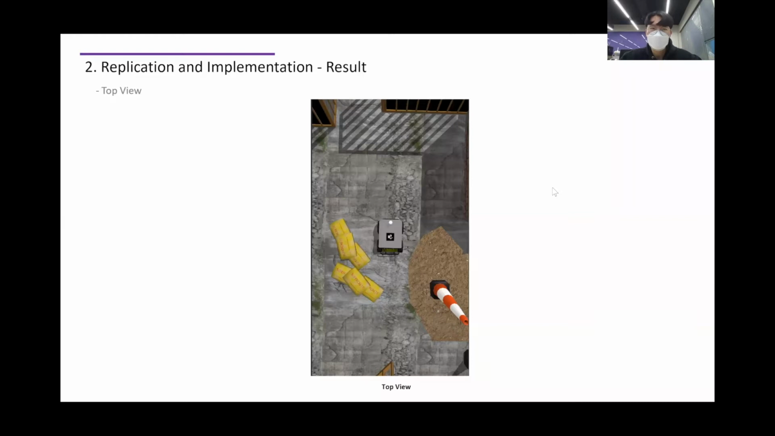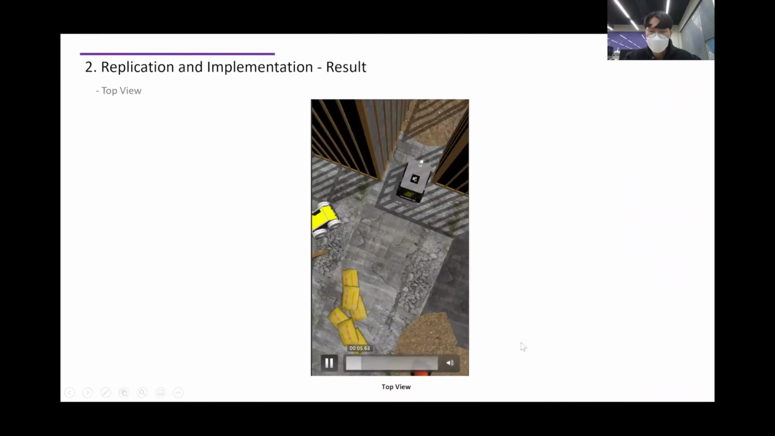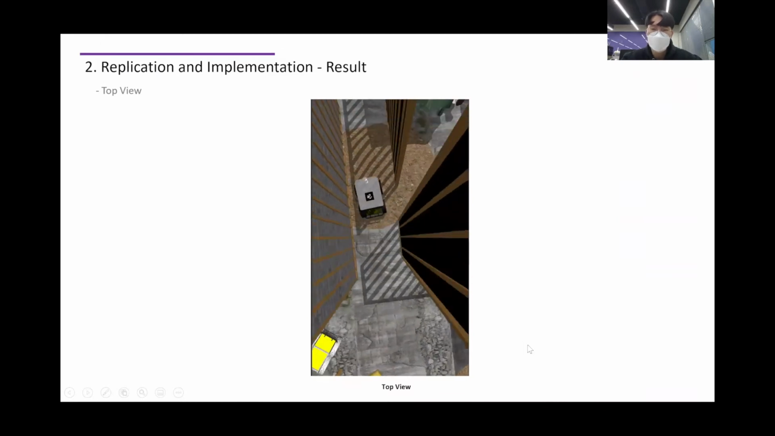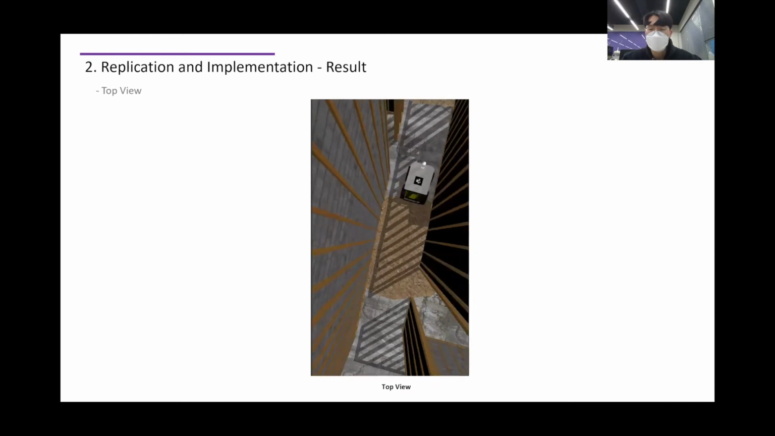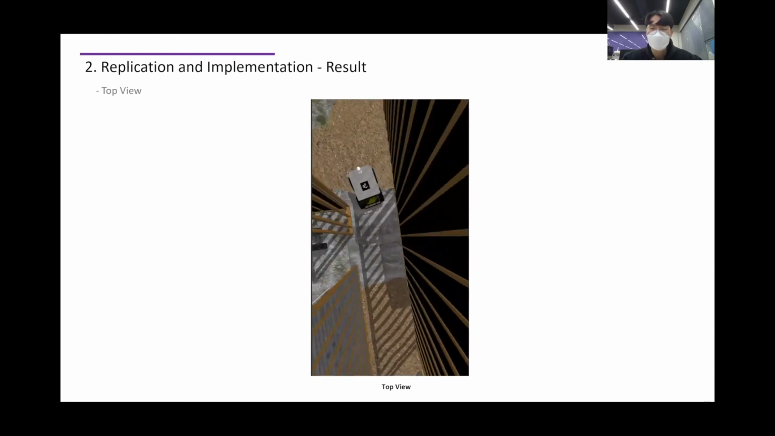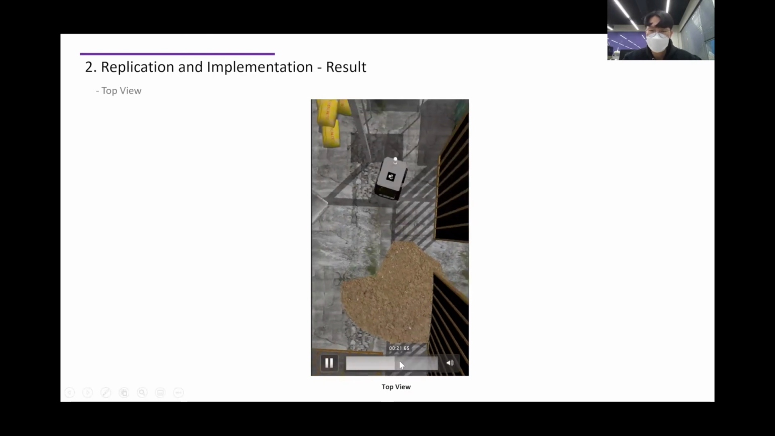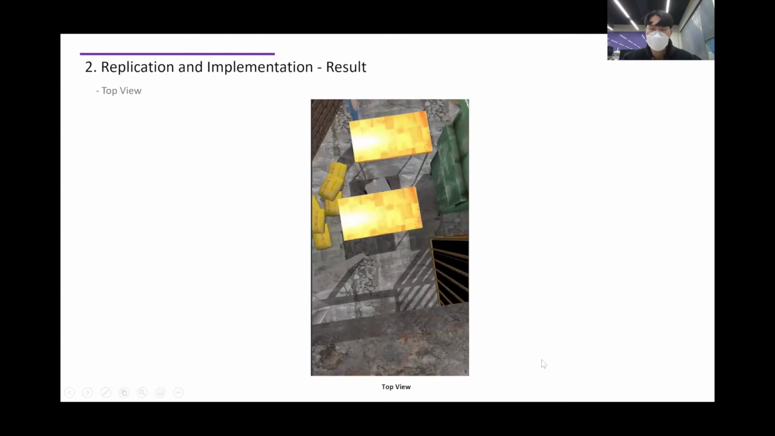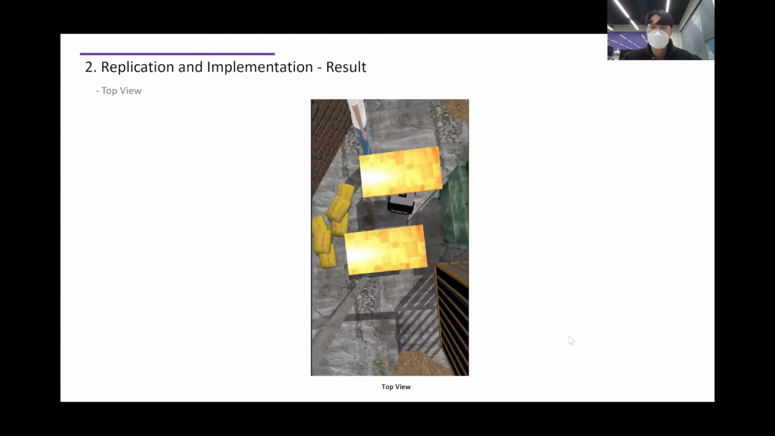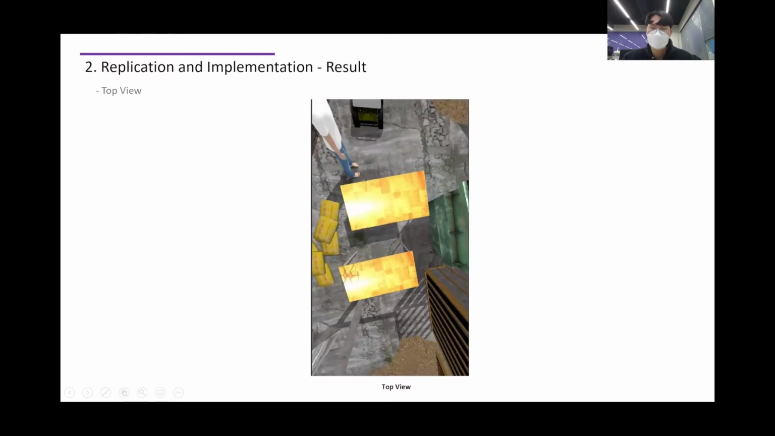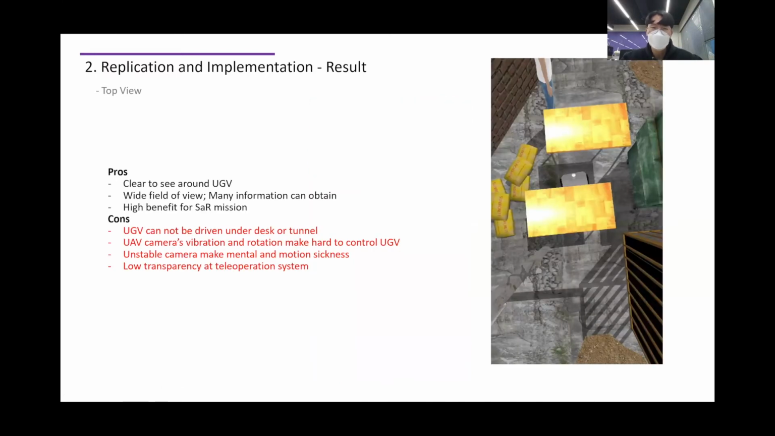So this is the result of our replication and implementation. As you see, the UAV can follow the UGV very well, but there is some oscillation because of control. It's not perfectly optimized. The results show that the teleoperator can have a wider view because of the UAV field of view. Also, due to this advantage, search and rescue missions could be more informative and efficient.